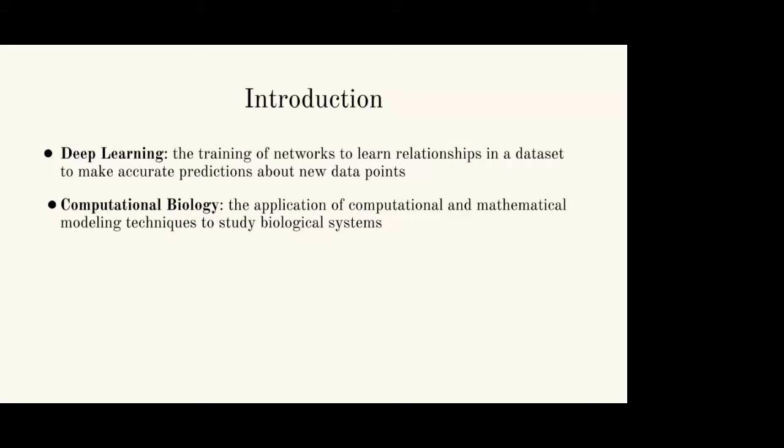Number one, deep learning, and number two, computational biology. So basically, deep learning is a form of machine learning in which networks such as neural networks are trained in order to learn relationships in a pre-existing data set, so that if a new data set is presented, it would be possible to make accurate predictions about those new points. And then computational biology is a bit of a broad term, but it's basically the application of modeling techniques to study biological systems.